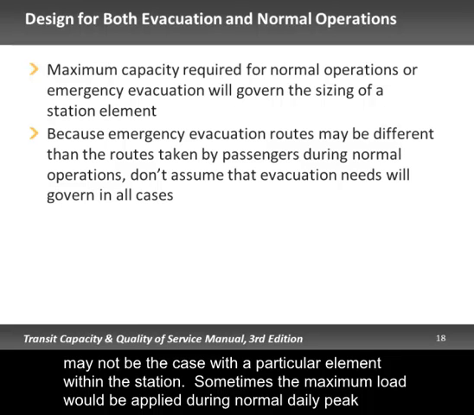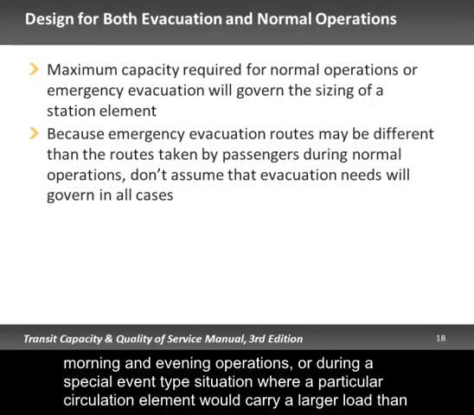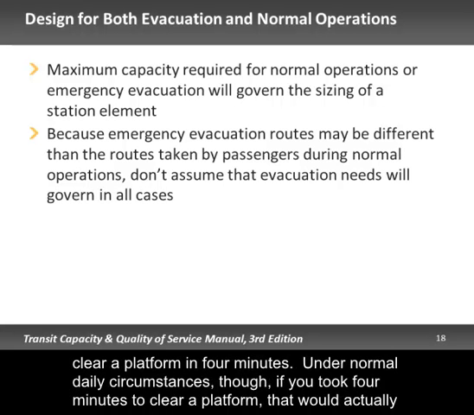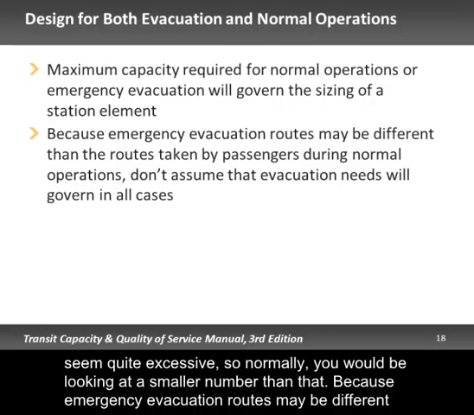Sometimes the maximum load would be applied during normal daily peak morning and evening operations, or during a special event type situation where a particular circulation element would carry a larger load than it would under the NFPA 130 criteria, or it would need to handle it faster than required in NFPA 130. As we noted earlier, NFPA 130 requires you to clear a platform in 4 minutes. Under normal daily circumstances, though, if you took 4 minutes to clear a platform, that would actually seem quite excessive. So normally you would be looking at a smaller number than that.